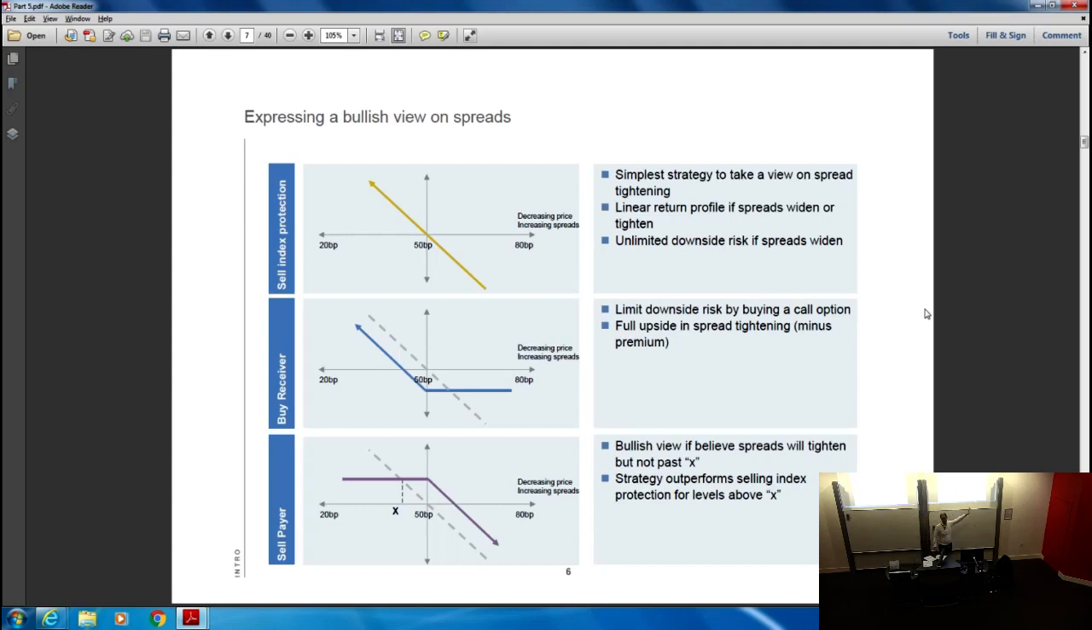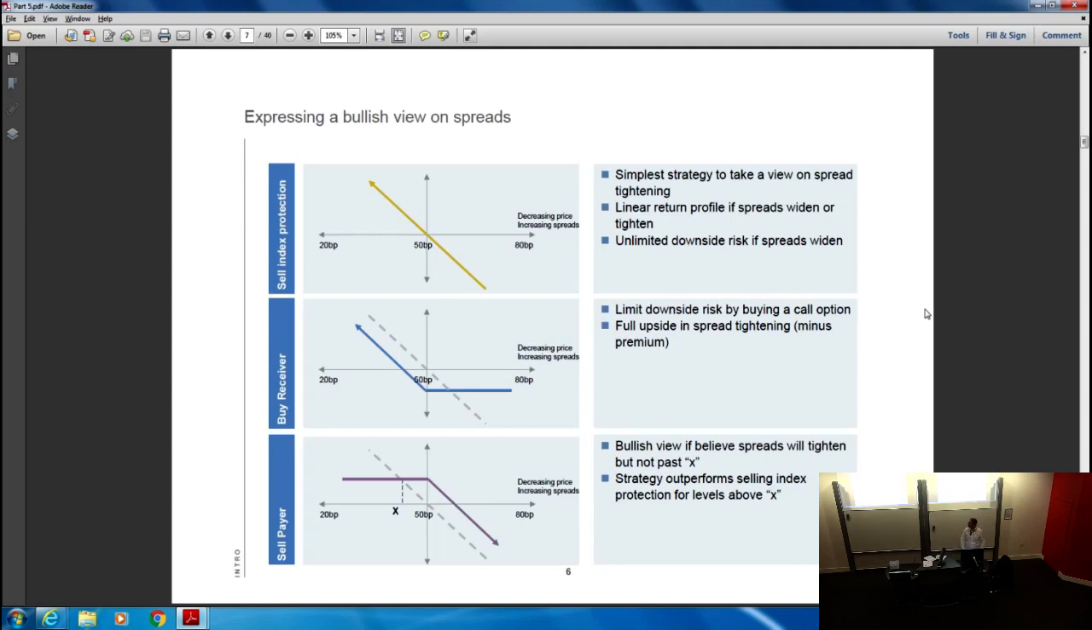You're not having downside because if it goes above your strike on a receiver, you don't lose any more money, which is where that grey line crosses the blue line in the second chart. But what that means is you have to pay for it. So you're actually going to underperform an outright long position as long as your spread moves tighter. So the option trade itself is limiting the downside, which means that it's a less risky trade than selling outright protection itself.